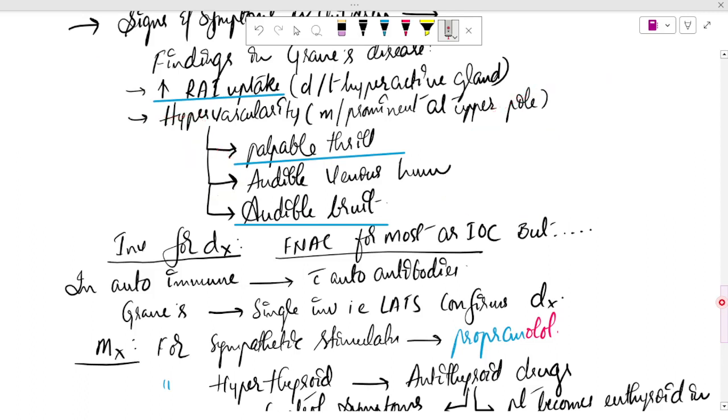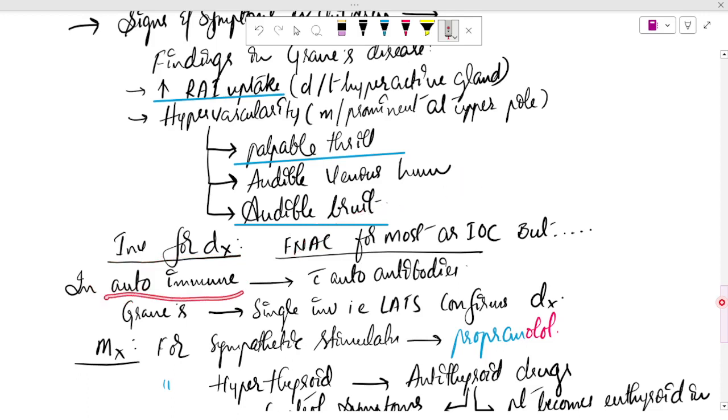So, what's the investigation you do for the diagnosis? Obviously, FNAC is the investigation of choice for most of the thyroid disorders. But Graves is an autoimmune condition. Now, can you do FNAC? No, it might not be that helpful.